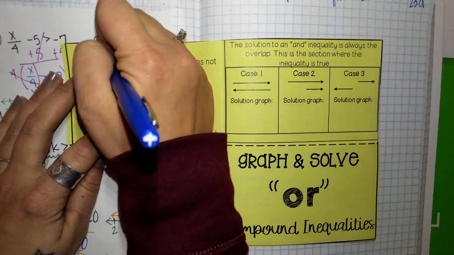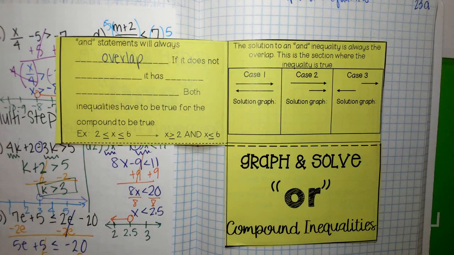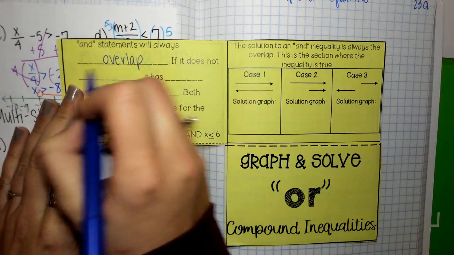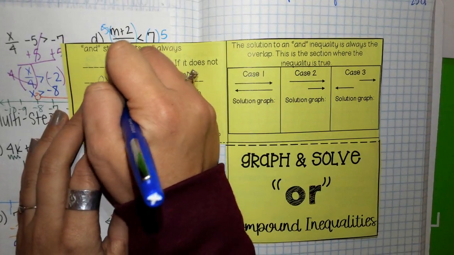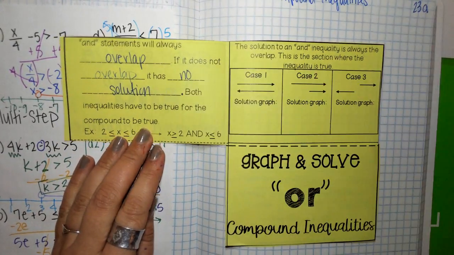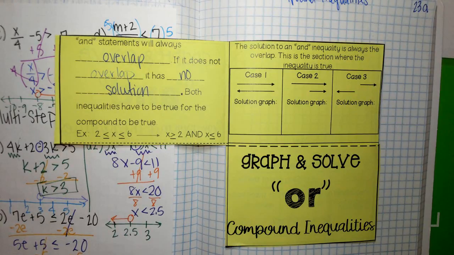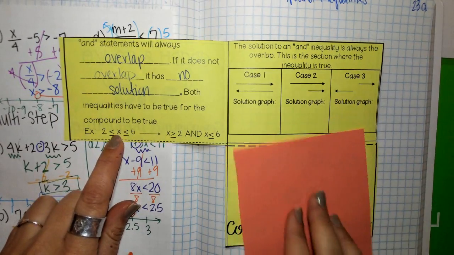and statements will always overlap. So that means that the answers will overlap, the numbers will overlap, and when we graph it, that will also overlap. If it does not overlap, it has no solution. And then it says both inequalities have to be true for the compound to be true. So what that means when it's overlapping, our example here, and don't write this, I just want to show you.